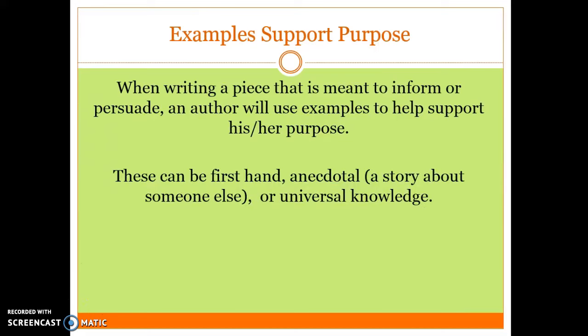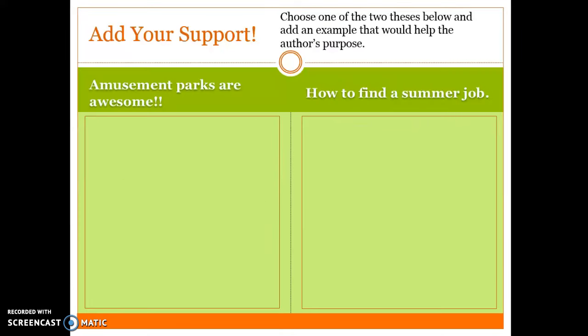So when writing a piece that is meant to inform or persuade, an author will use examples to help support his or her purpose. These can be first-hand examples, they can be anecdotal, which means they might tell you a story either about themselves or about somebody else, or they might just use universal knowledge that most people would be expected to know about.